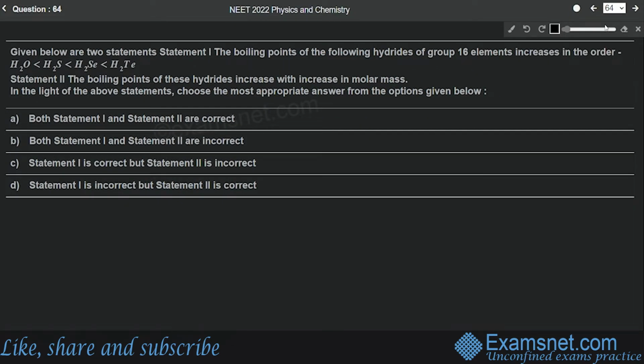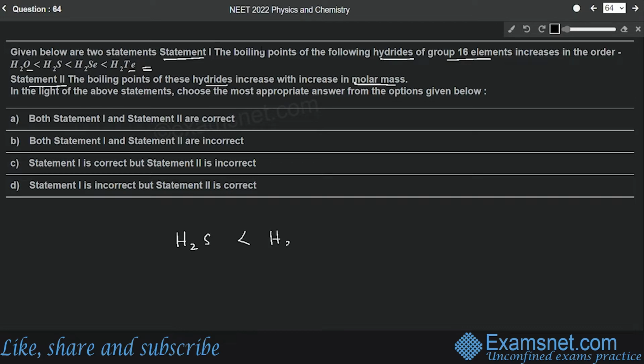Question number 64 is from the p-block elements. Here we are given two statements again. First statement is the boiling points of the following hydrides of group 16 elements increase in the order. So this is the order, as we can see, from oxygen to tellurium, that means down the group, the boiling point of hydrides is increasing. And in statement 2, it is mentioned that the boiling points of these hydrides increase with increase in molar mass. So both these statements are partially correct but partially incorrect as well.